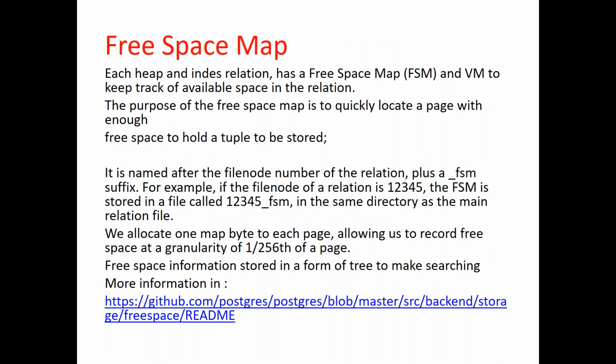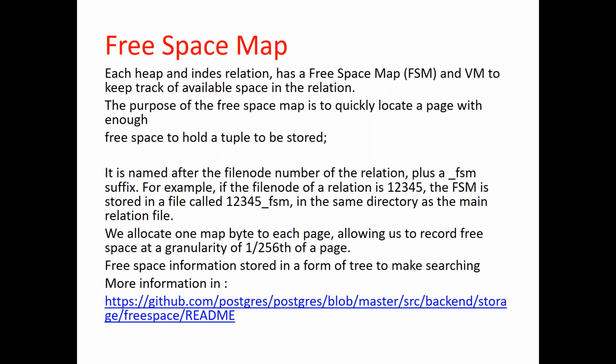Okay, so there is one more: the free space map and visibility map. These are the auxiliary information for each block or each table, each file. There is FSM and VM. The FSM keeps track of available space in each relation. Whenever any request comes in to insert data, where it should insert the data, which block or which page is empty, all this information is contained in the FSM. Each heap and index relation has an FSM and VM to keep track of available space in the relation.